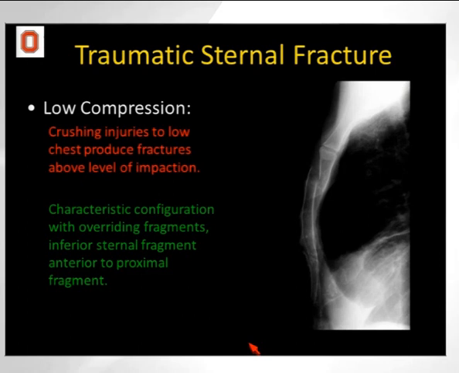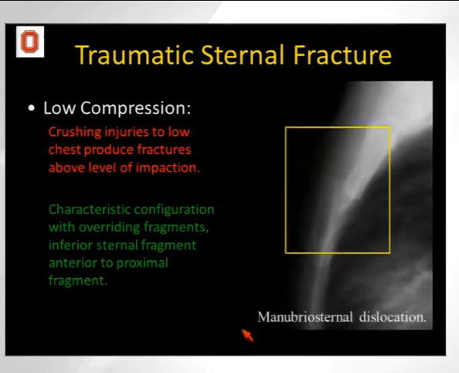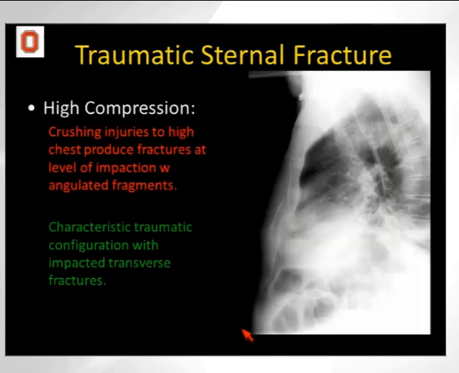Crushing injuries low in the chest will result in fractures above the level of impaction, and they have a very characteristic configuration. The inferior fragment will displace anterior to the superior fragment. So when you see that, you need to look at the CT of the abdomen quite closely because that's where the abnormality, the serious injuries, is going to occur. You can also get a type 2 manubrial-sternal dislocation. Again, similar manifestation. The inferior fragment will displace anteriorly and the superior fragment will move posteriorly.